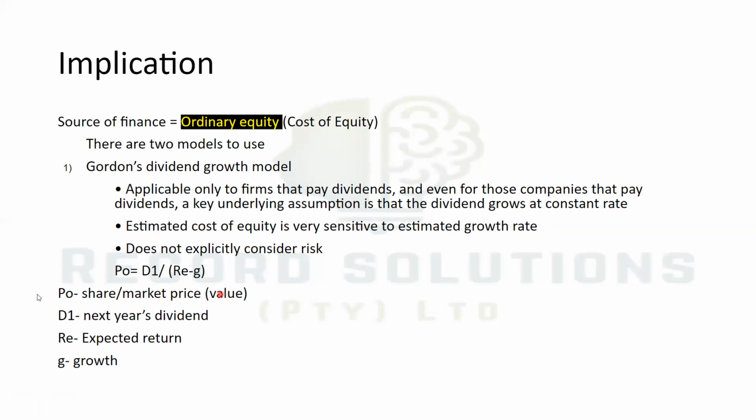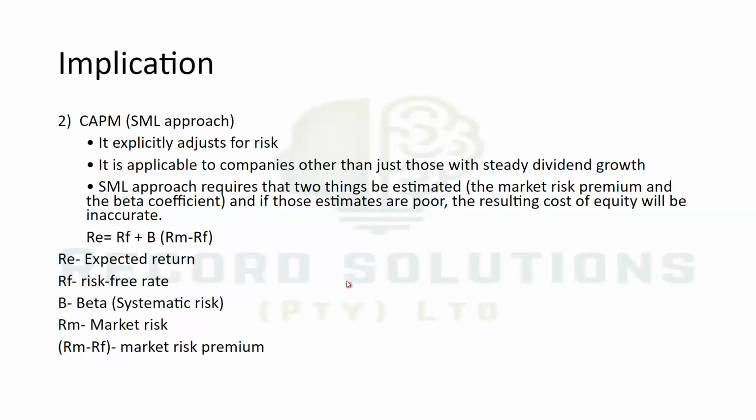P0 is the value of the share, right? The value of the equity. Do not forget, when you're saying cost of equity, it's either calculating the cost of ordinary shares or the cost of preference shares. Here we are dealing with cost of equity, so it's the cost of ordinary shares. So this P0 is the market price, or the value of the shares, at that point you are calculating. So this is the market value of those shares.